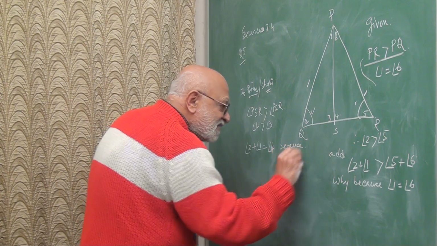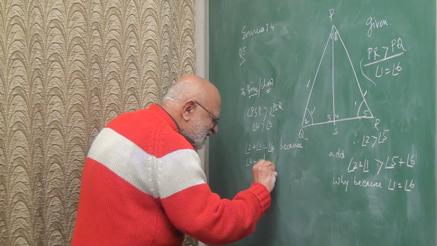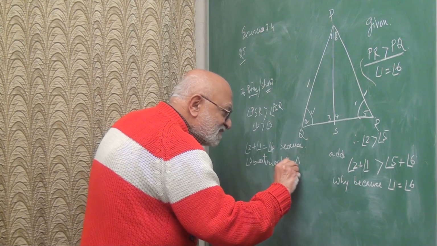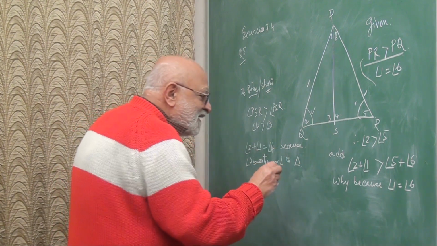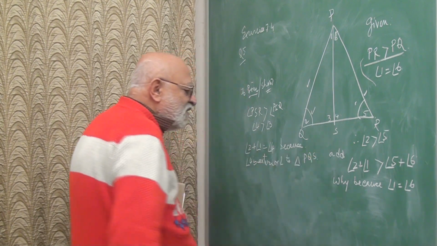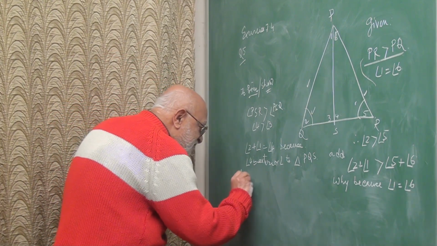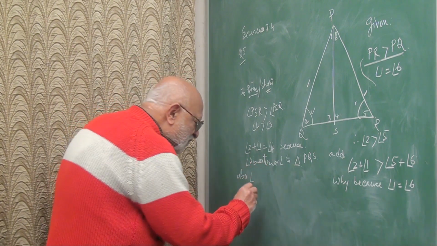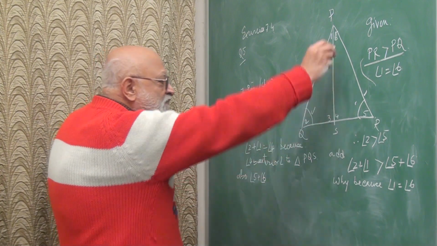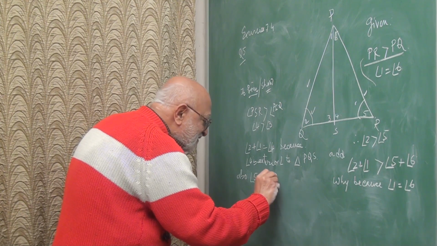Because angle 4 is exterior angle to triangle PQS. Also angle 5 plus 6 will be equal to angle 3.